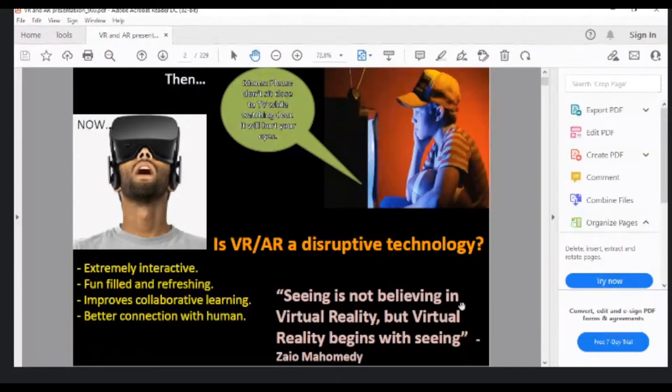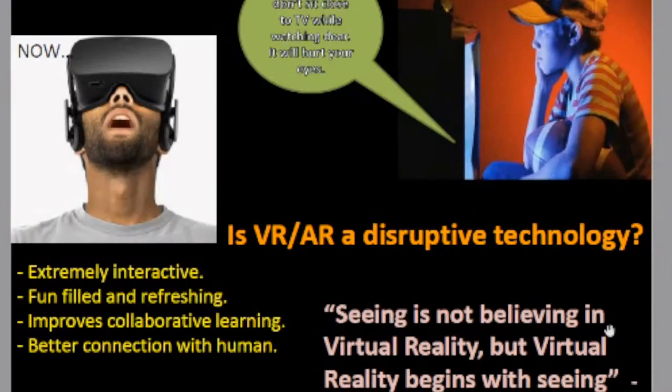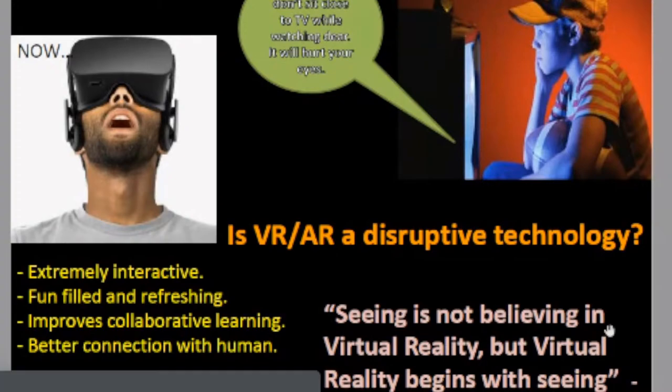If the child is sitting away from the television set, he can also see the movie. He can also see whatever is happening there. He can also watch a cricket match. But why is the boy trying to come very near to the television set? Because he wants to be immersive. He wants to feel immersive if he sits very near to the television set.